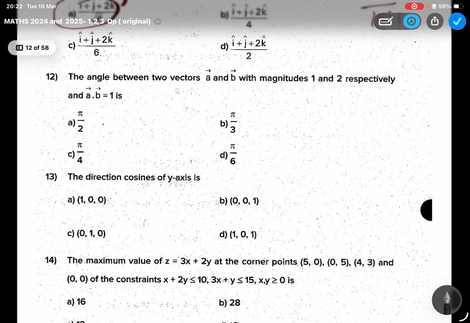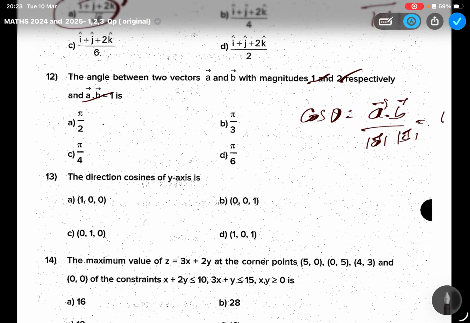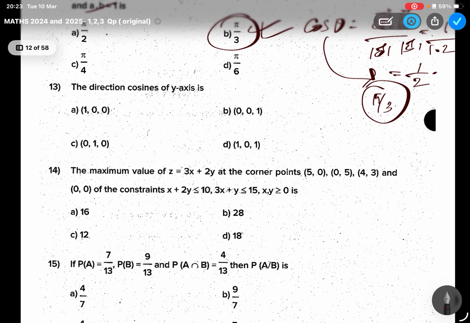The angle between two vectors a and b with magnitude 1 and 2. a dot b. What is the cos theta formula? a dot b divided by magnitude of a into magnitude of b. The answer for this is 1, this is 1, this is 2, so 1 divided by 2. When will 1 divided by 2 come? It will come at 60 degree. So I hope.